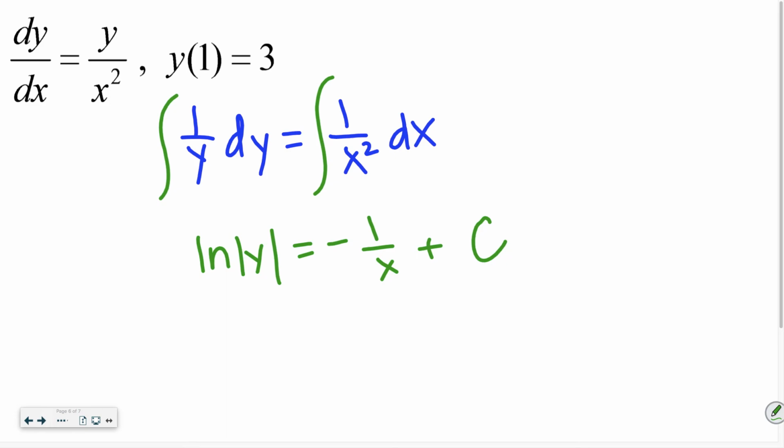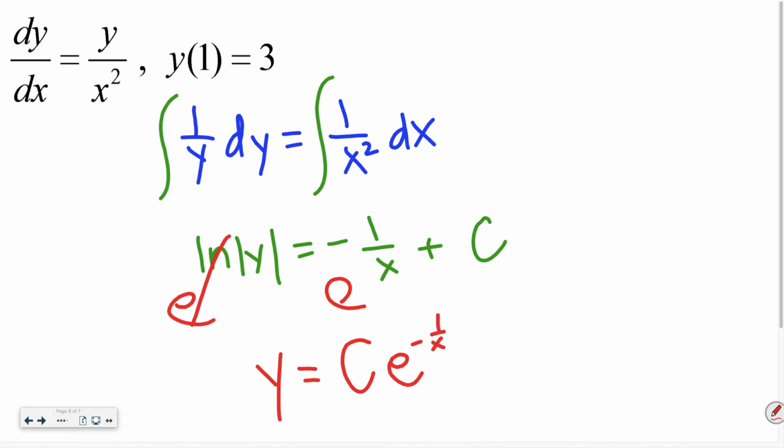You have that much, right? Becomes your power to e on both sides. So you should have y equals c e to the negative 1 over x. Or if you left it as negative x to the negative first, that means the same thing.